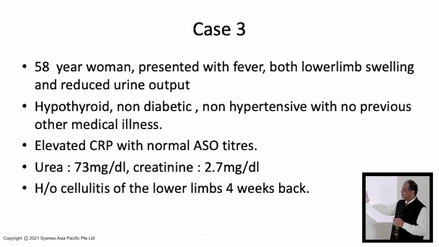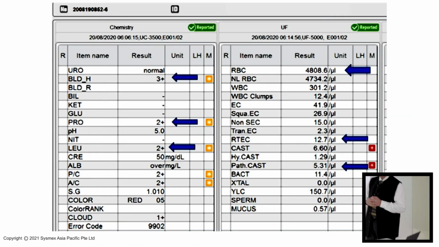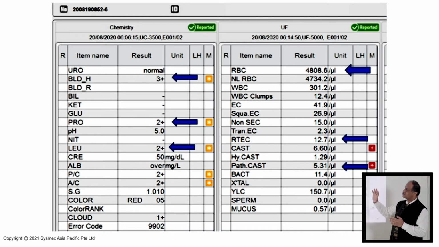So, with this information we can think that her kidney is damaged, but let us see what type of damage she has from the urine analysis. Urine analysis beautifully shows a nephritic look. I told you in the beginning, when you have increased hematuria in nephritic syndromes, the blood chemistry on the urine shows high, that's 3+, with a mild proteinuria here.